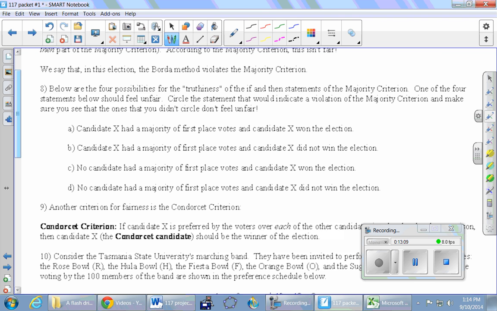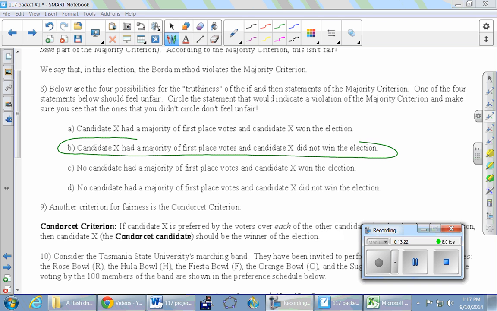Okay, so in your groups, read A, B, C, and D. One of them should feel unfair. The other ones should be just fine. Circle the unfair one. Okay, which is the one that feels unfair? B. This is the only thing that we are looking for.